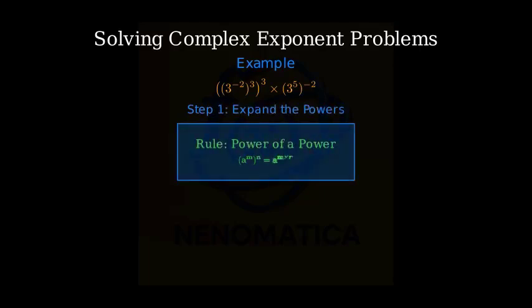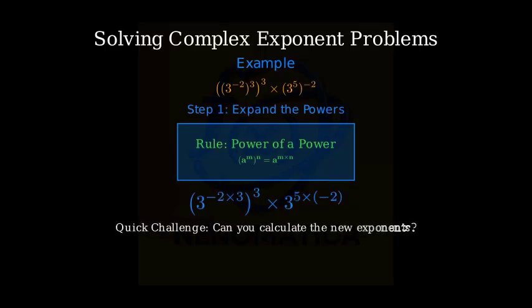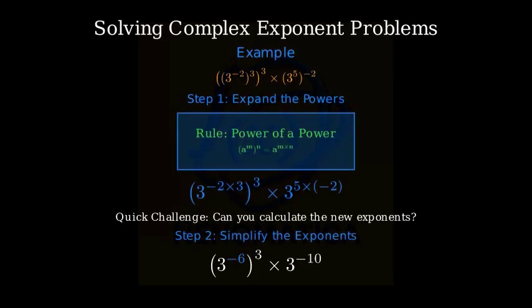We'll use the power of a power rule, which states that a to the m raised to the power n equals a to the m times n. When we apply this rule to the left part, 3 to the -2 raised to the power 3 becomes 3 to the -2 times 3, which is 3 to the -6. Step 2, simplify the exponents. -2 times 3 equals -6, and 5 times -2 equals -10.